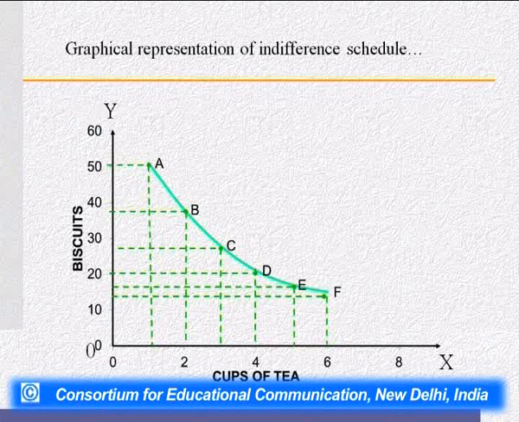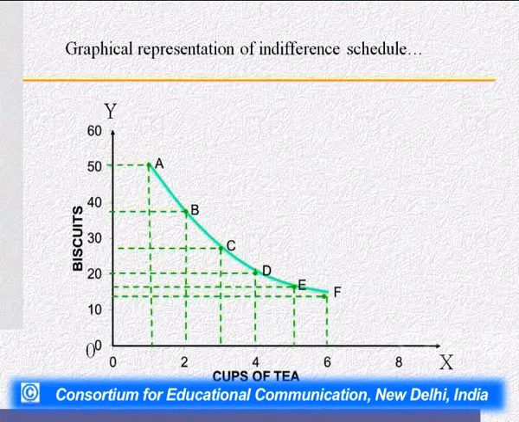Sometimes viewers may be confused that the first combination might give more satisfaction to the consumer. No, every combination on the same indifference curve gives the same level of satisfaction to the consumer. The consumer has the liberty to choose combination A, or B, up to F. But if he switches from A to B, then the consumer has to give up some units of a particular commodity to maintain the level of satisfaction. So all the combinations A, B, C, D, E, F give the same level of satisfaction.